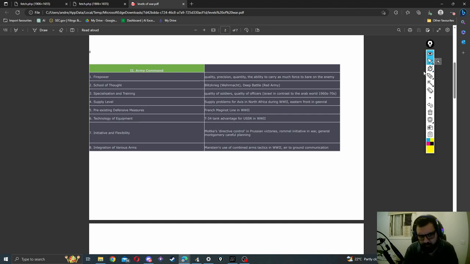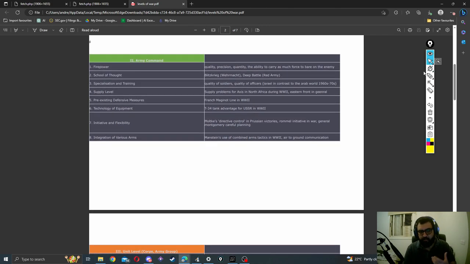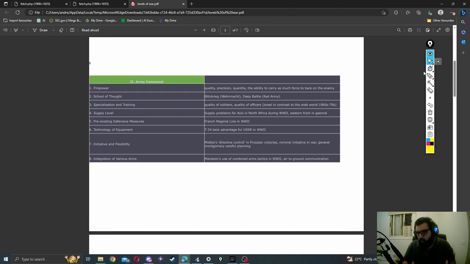Now, moving on to something a bit more generalized, like the supply level and the technological equipment: how good is my equipment, and how integrated are the various arms? So my air force with my ground troops, how well do they communicate with each other? I may have the best air force, but if they can't communicate with my troops, I'm in trouble. And we've seen that, for example, in World War II with the United States Air Force.